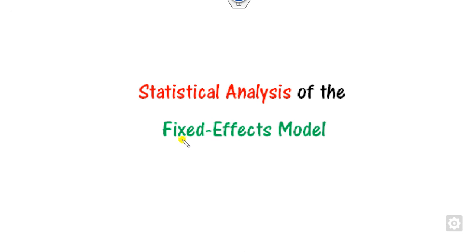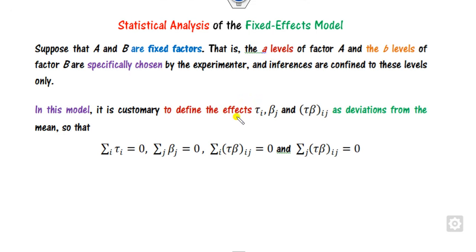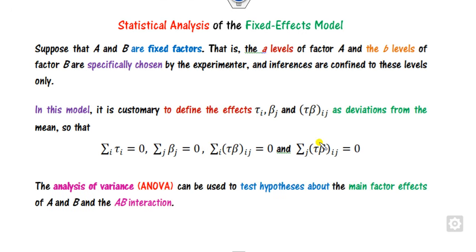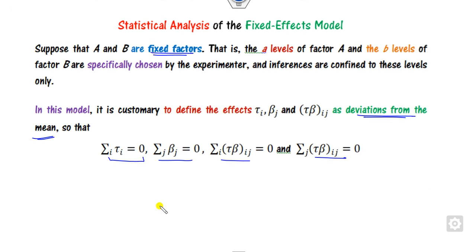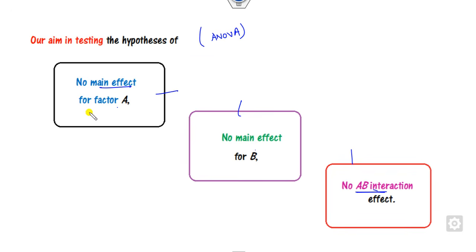What will happen if you consider the statistical effect as a fixed effect? What is the definition of the fixed effect? You have to take the deviation from the mean. Once you take the deviation from the mean, it means all the factor sums are 0, the total deviation is 0. And we will use the analysis of variance, ANOVA, to test the main factors A, B and the AB interaction. That is, we will apply ANOVA here, ANOVA here and ANOVA here.